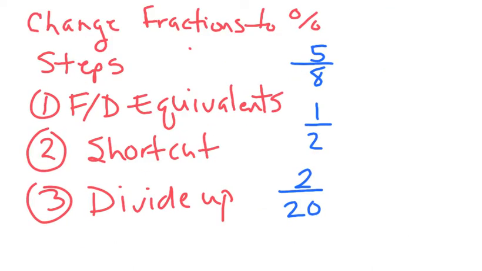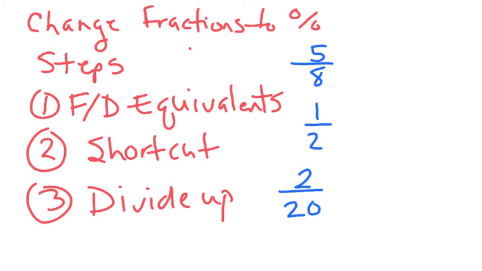Okay, changing fractions to percent. There's 3 steps. First, check and see if there's a fraction decimal equivalent. If there is, you're going to be in good shape and you don't have to keep going. If there's no fraction decimal equivalent, we're going to look for a shortcut. If there's no fraction decimal equivalent, there's no shortcut, then we divide up. Those are the steps, so let's look at these and see which steps we need.